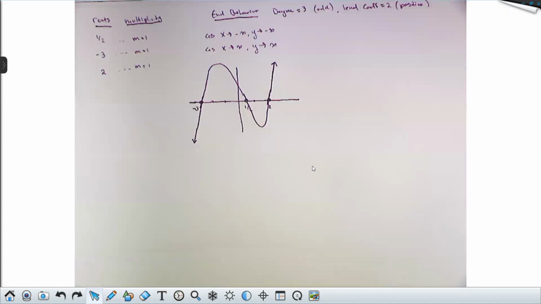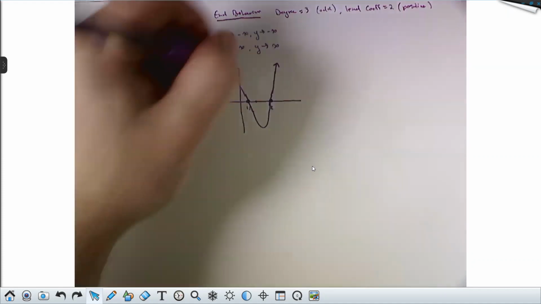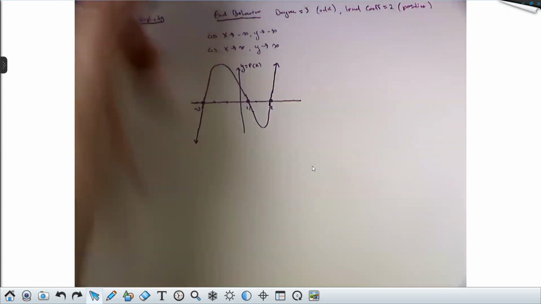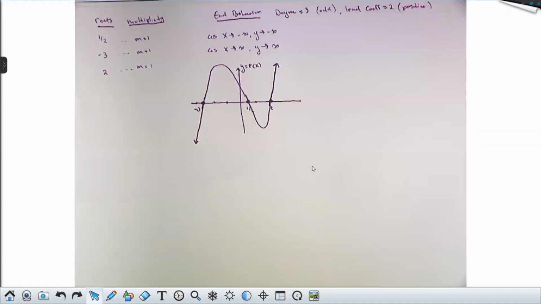And that's a fine graph. This would be the graph y equals p of x. Again, I may not know how tall this hill is. I may not know how deep this valley is, but I know that I have one local max and one local min. I know that I've got these 3 x-intercepts and that we cross like this at each of them. And I know my end behavior. So this is a really good graph, 10 out of 10.